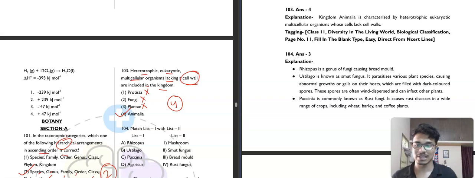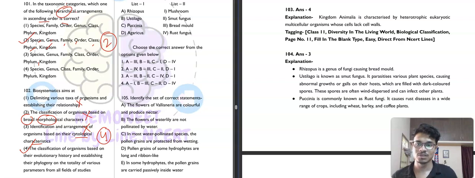Then question number 104. This is saying match list first with list second. In list first we have Rhizopus, Ustilago, Puccinia, Agaricus. They are just fungi and their examples, you know that. Rhizopus is a genus of fungi called bread mold, so Rhizopus will be matched with bread mold. Then Ustilago is known as smut fungus. Then Puccinia is commonly known as rust fungi. And Agaricus is the common mushroom which you can eat. So our correct answer for this question will be option number 3.